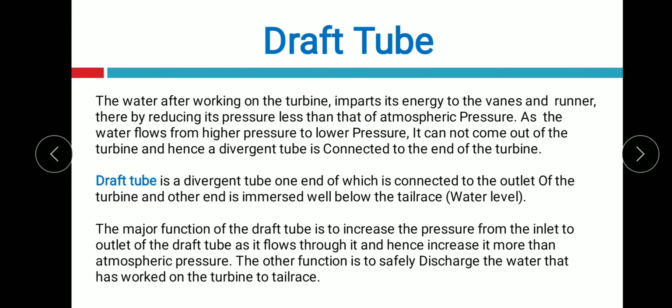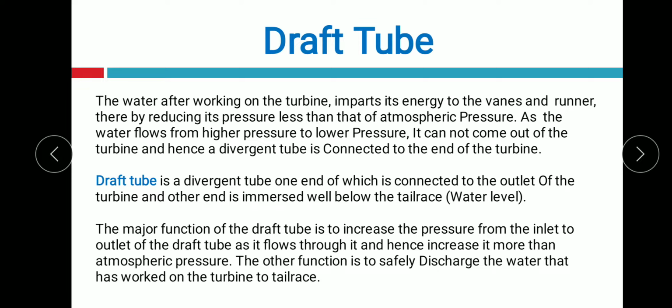Now this is the design of Kaplan turbine. Coming to the draft tube, already we have discussed. The water after working on the turbine imparts its energy to the vanes and runner, thereby reducing its pressure to less than atmospheric pressure. As the water flows from higher pressure to lower pressure, it cannot come out of the turbine. Hence, a divergent tube is connected to the end of the turbine. Draft tube is a divergent tube, one end of which is connected to the outlet of the turbine, and the other end is immersed well below the tail race, that is, immersed in the water.